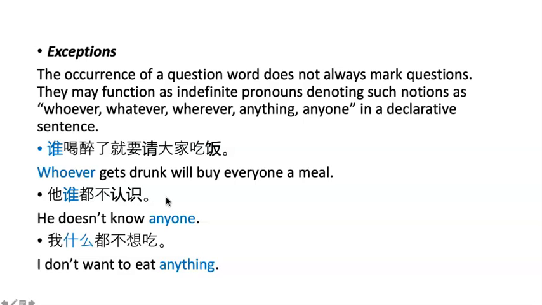That's not a question. It is an indefinite pronoun referring to anyone. 我什么都不想吃。什么 here in the same manner is not a question word. It is an indefinite pronoun referring to anything. These three sentences, although they contain 谁, 谁, 什么, are not questions, and these words are not question words. So please pay special attention to this exception.